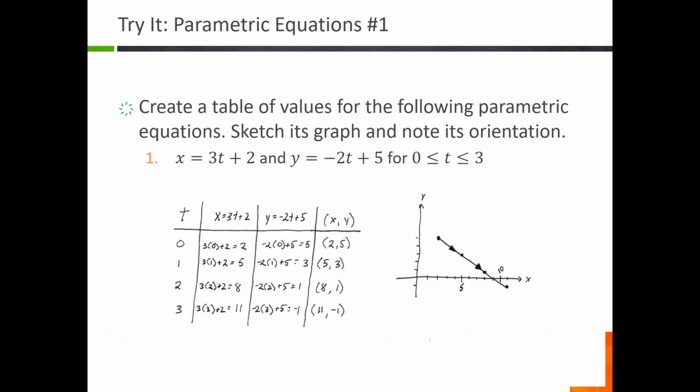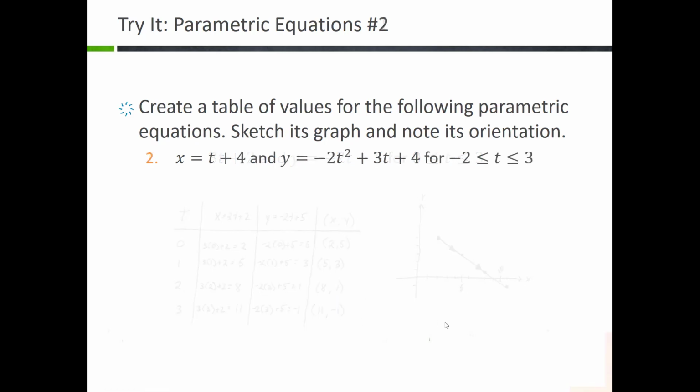Now again, we could do any values of t from negative infinity to positive infinity. So this does actually represent the entire line for all the values of t. And also notice that t is not part of the graph. There's no t-axis. The t is what we use to determine the x and the y coordinates.